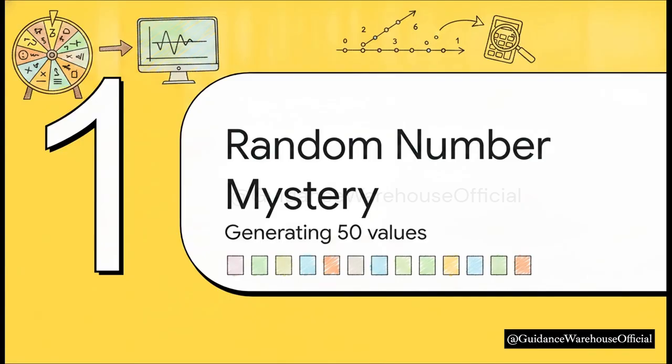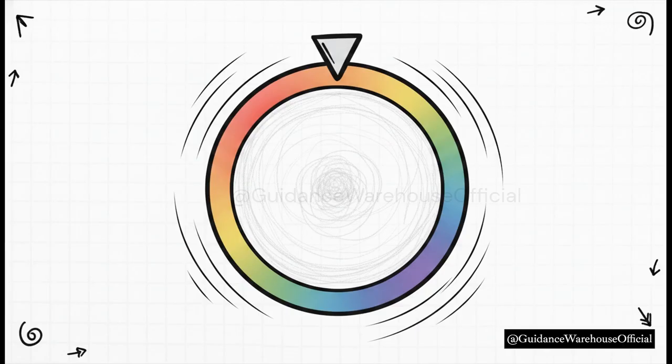Section 1. The random number mystery and generating those 50 values. All right, let's dive right into the lab setup. It's actually super simple. We're using a random number generator to spit out 50 values between 0 and 1 inclusive, and we're rounding them off to 4 decimal places.